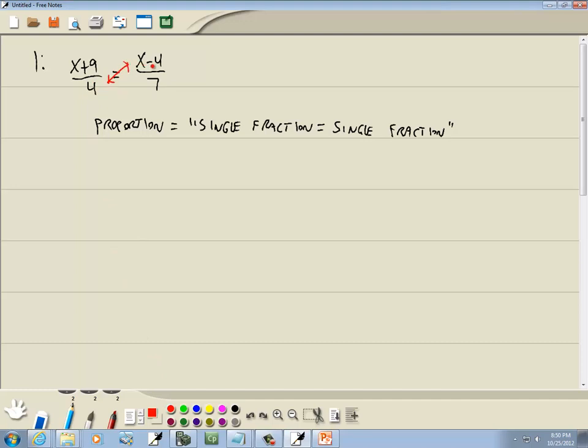So I'm going to take 4 times x minus 4, and we'll take 7 times x plus 9. This only works when you've got a single fraction equal to a single fraction. If I had a plus 2 over here, it wouldn't work. So we've got 4 times x, which is 4x, 4 times negative 4, which is negative 16, 7 times x, which is 7x, and 7 times 9, which is 63.